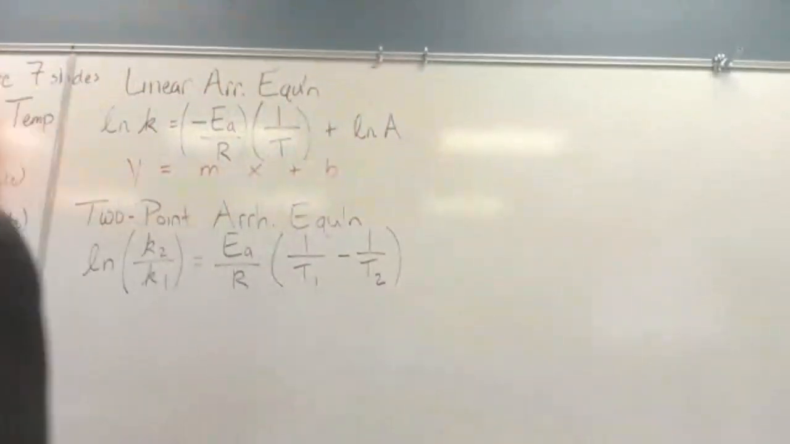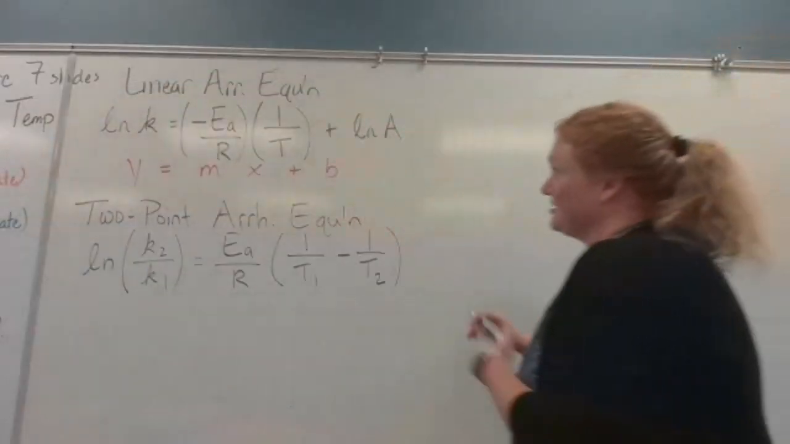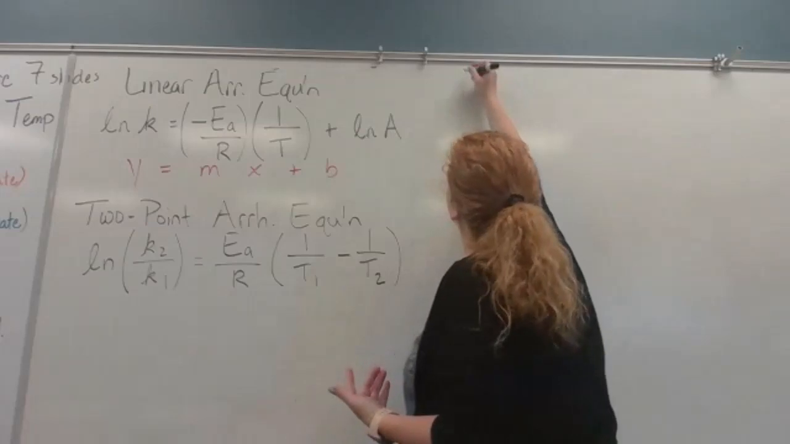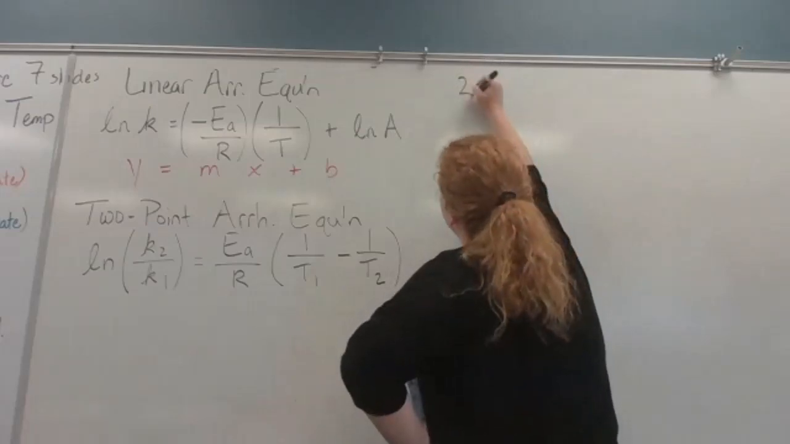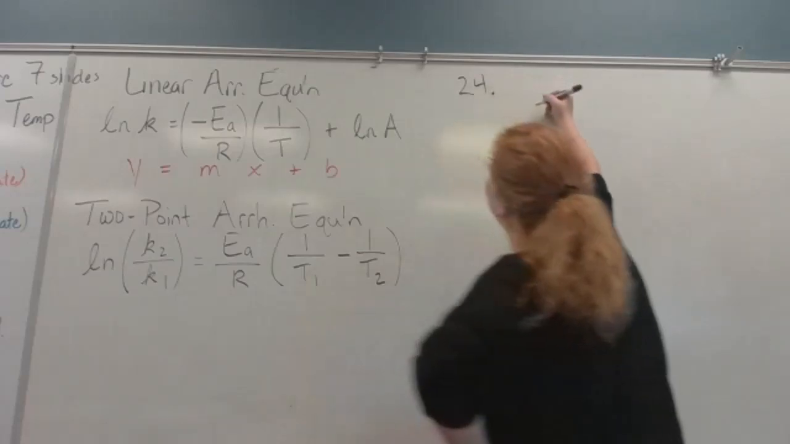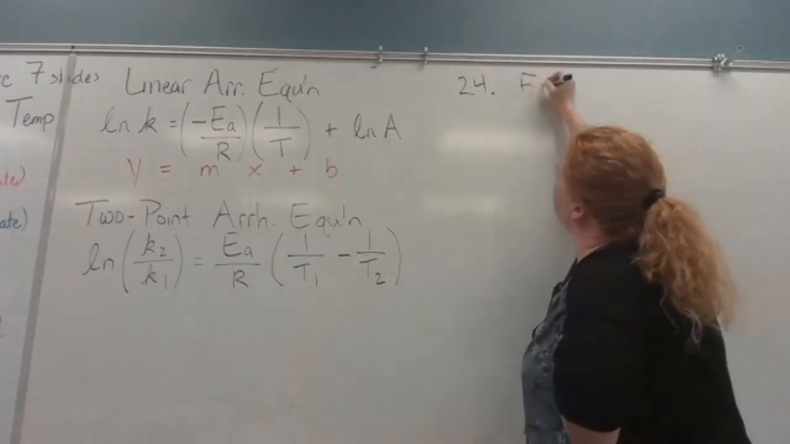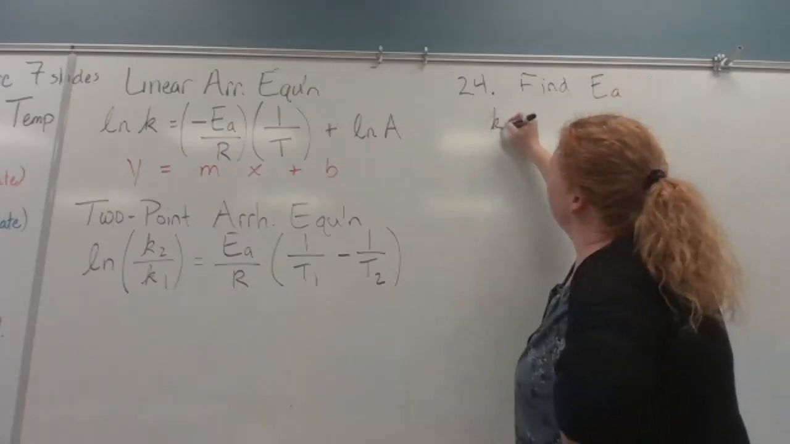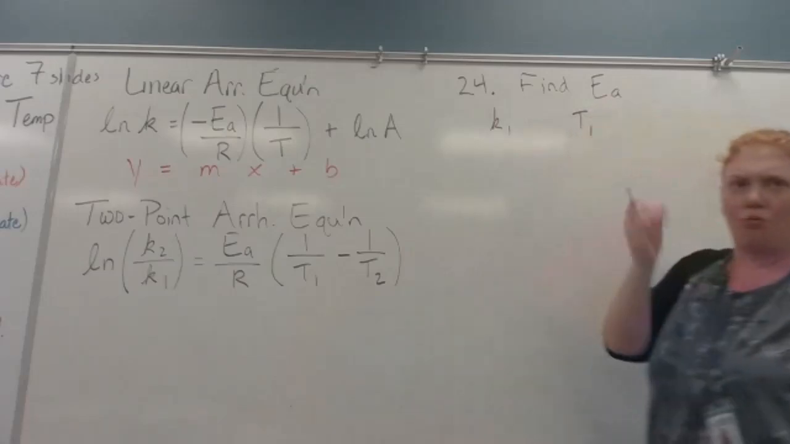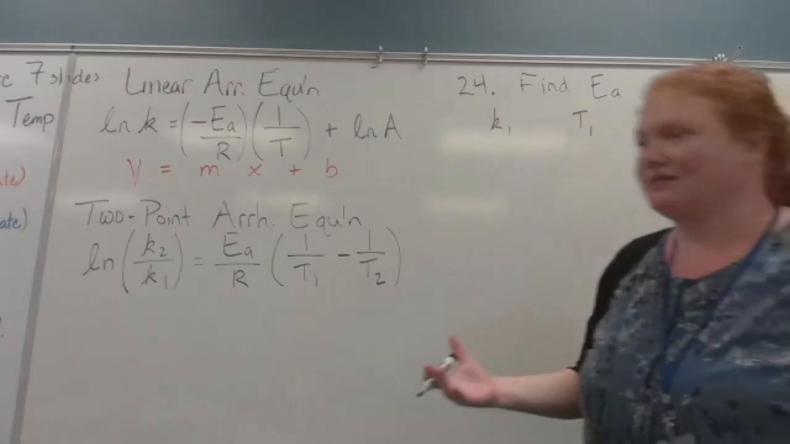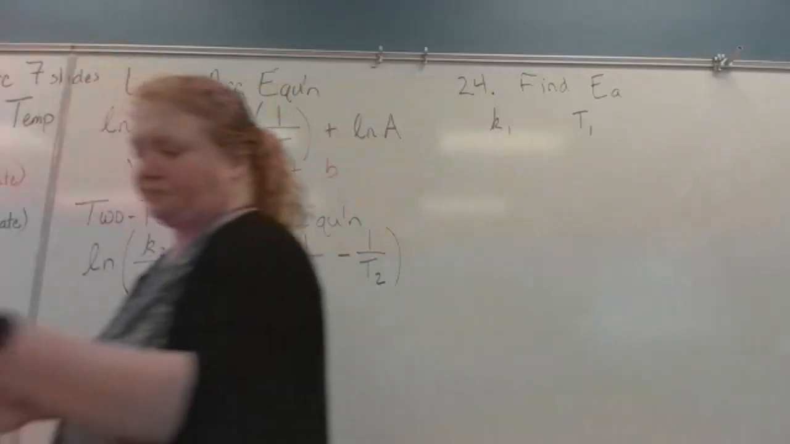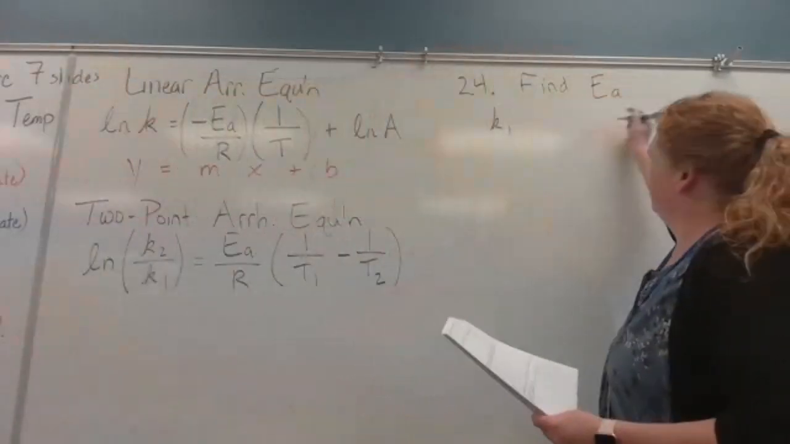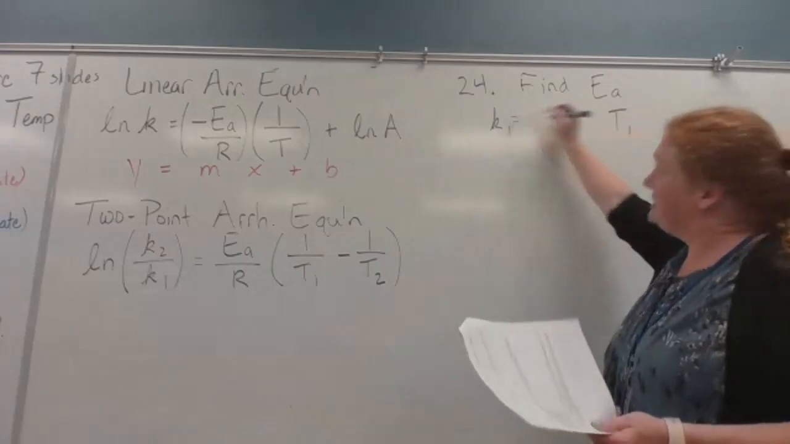So what does that look like? What do you guys want to call K1 and T1? And what do you want to call K2, T2? Does it matter? Not really. I tend to put the lower temperature as the 1 value. I don't know why, I just do. No, you don't have to do that, that's just what I tend to do.